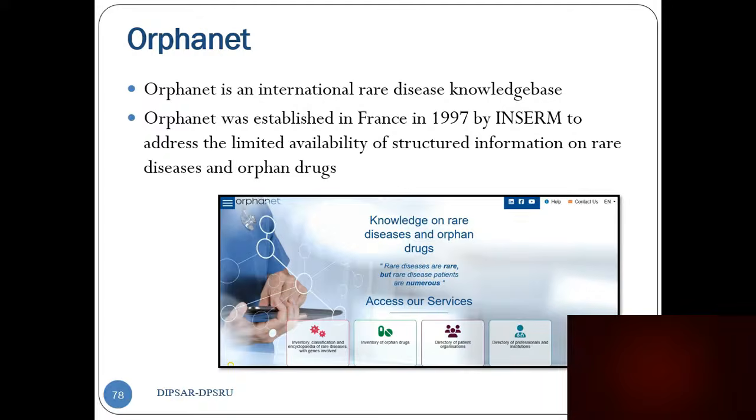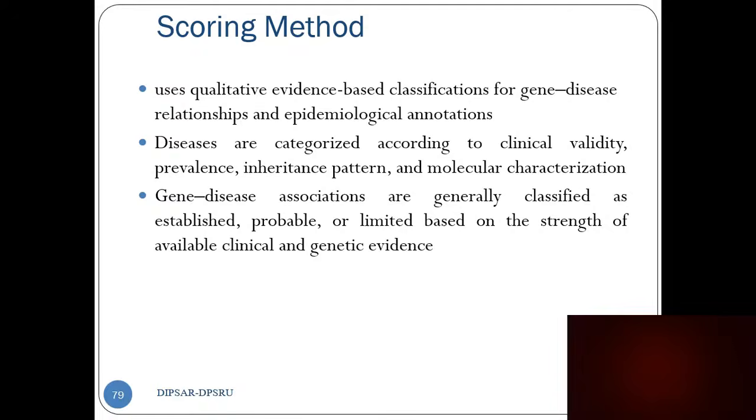Another database is Orphanet. Orphanet is, as its name indicates, an international rare disease knowledge base. So if you are working on rare diseases, you can't miss this database, so you use it. Orphanet was established in France in 1997, and you can just type it in Google. Its scoring method uses qualitative evidence based on classification.